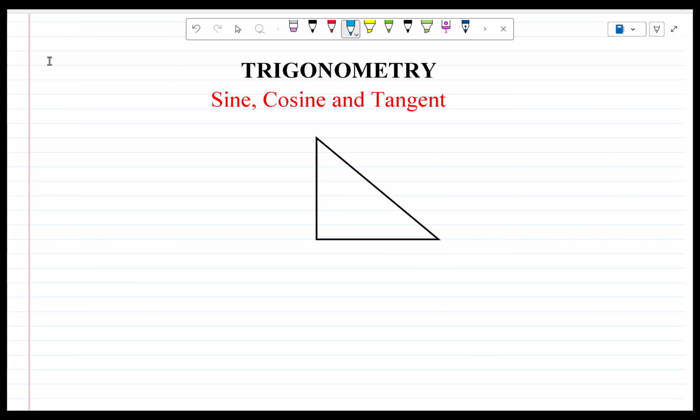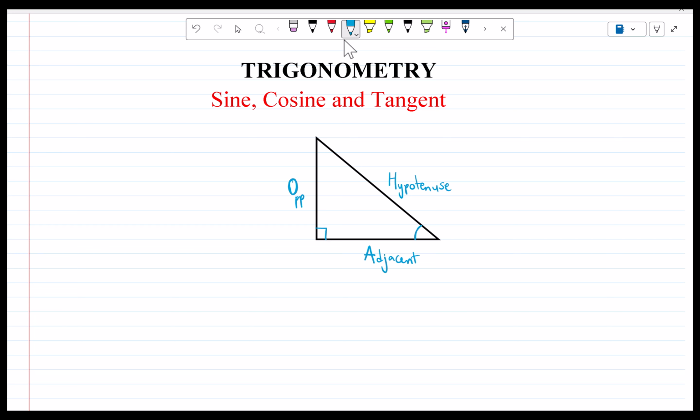What we have here is a right-angled triangle. Let's say this is where the right angle is, and this is the given angle. The side opposite the right angle is known as the hypotenuse, as we discussed in my previous video. And then the side opposite the given angle, which is this side, is known as the opposite, so it's labeled as O, meaning opposite. And then the other side is known as the adjacent. So H is for hypotenuse, A is for adjacent, and O is for opposite.